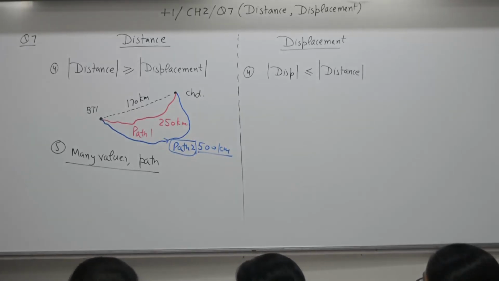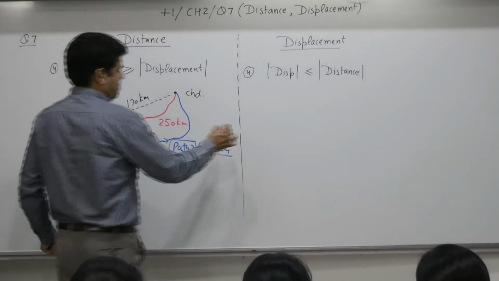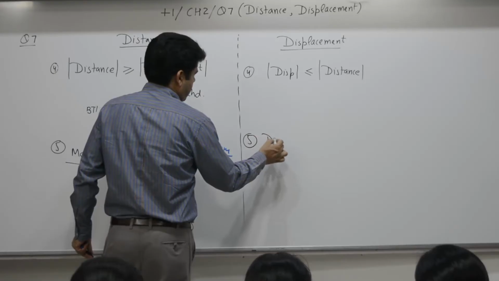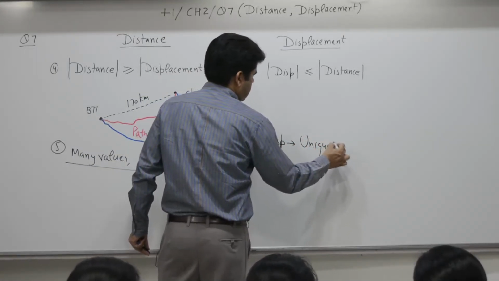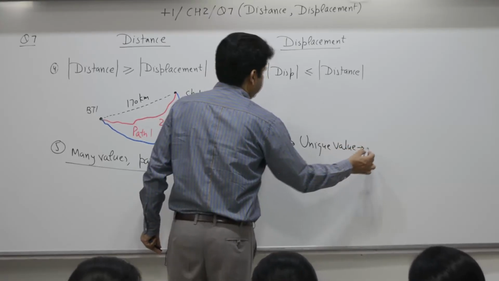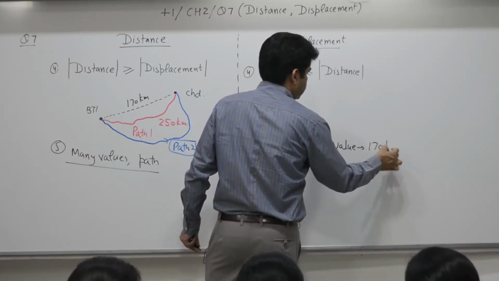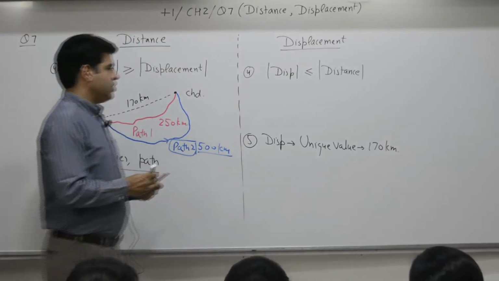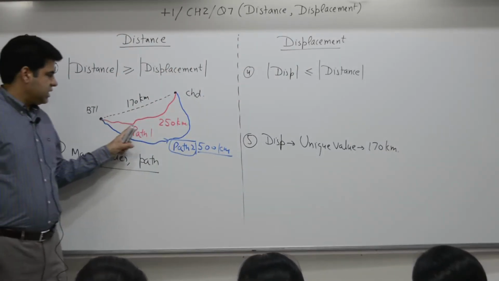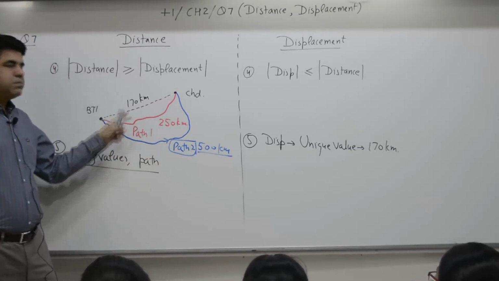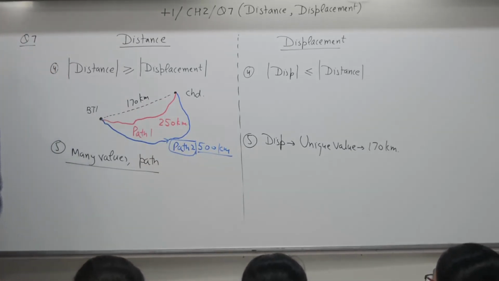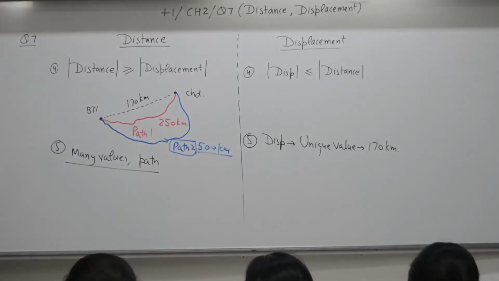The displacement of an object between two positions does not tell the type of path followed. It has a unique value. How much is it in the given example? 170 kilometers. Whether you follow path 1, the red color, or path 2, the blue color, the displacement remains the same. Distance covered is different.